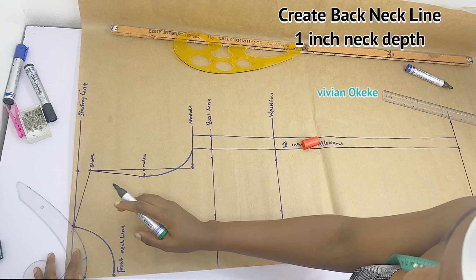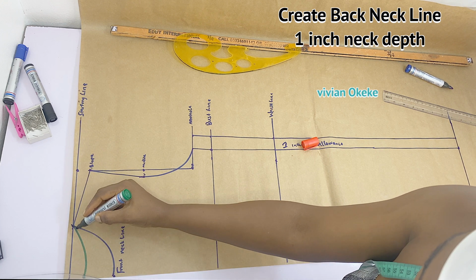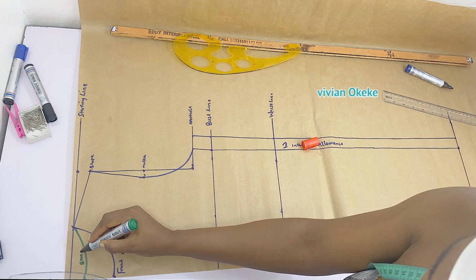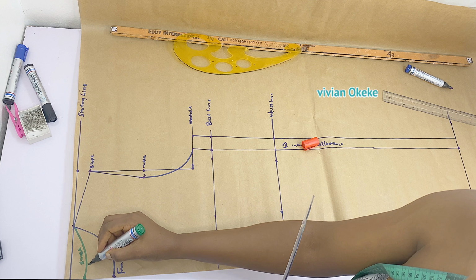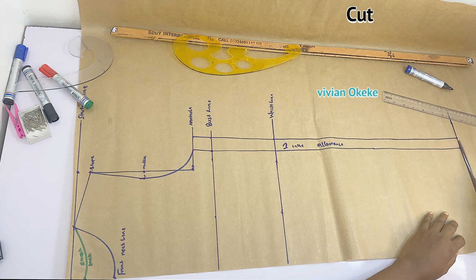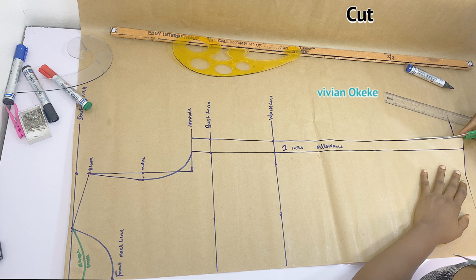If you don't have a curve, baby girl, go ahead and freehand it, okay? You have a free curve, which is your hand. So go ahead and use it and get your back neckline. So this is my back neckline, and I'm just going to cut out the pattern so we can go ahead and slash and spread this pattern.